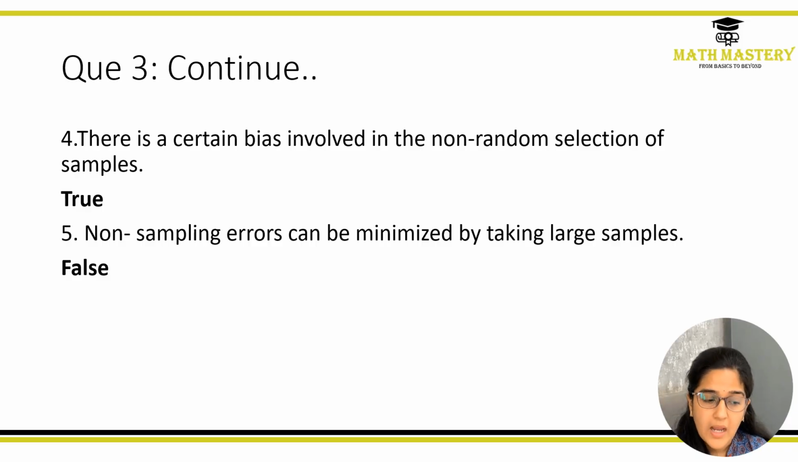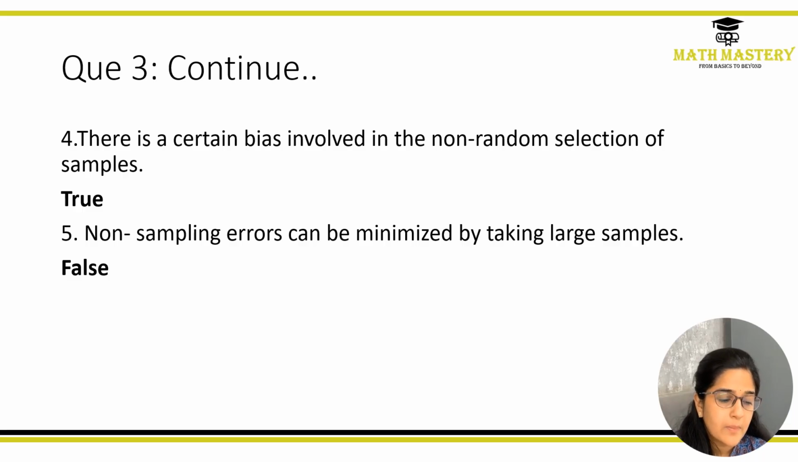There is a certain bias involved in the non-random selection of samples. This statement is true because in case of non-random selection of samples, it depends upon the interviewer, his or her wisdom, how to collect the sample based on his or her information about the research objective and the publications and the research papers which he or she has read. Based on his or her knowledge, he or she collects the sample. So there is a very high probability of bias involved in case of non-random selection of sample which is done by the investigator. So therefore this statement is true.